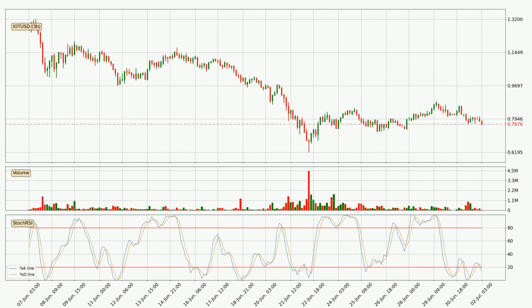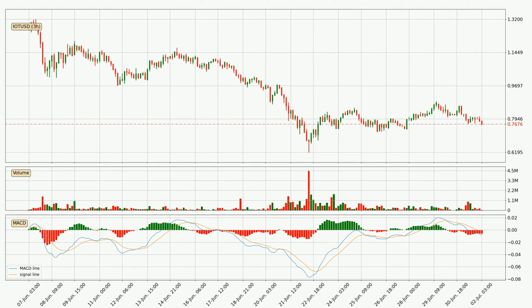Jumping to the 3-hourly stochastic RSI, we can see that the crypto is being oversold because the %K and %D lines are in the lower region. A change in the trend can be expected, or for the crypto to remain at least stable for some time. However, the K line still hasn't crossed the D line, so it should be waited to see if the trend will actually change to the upside.